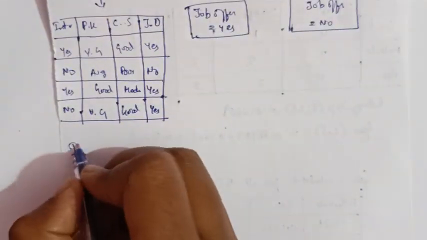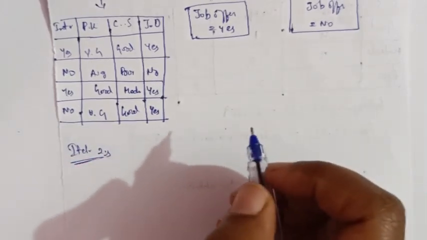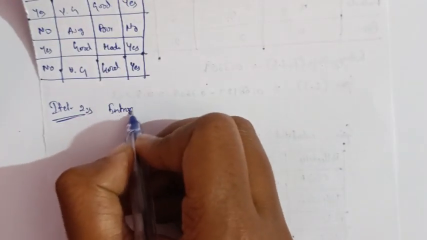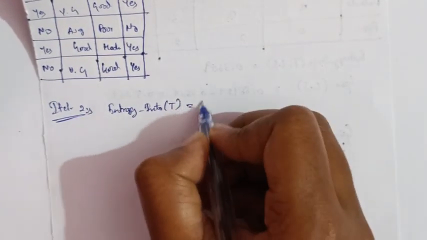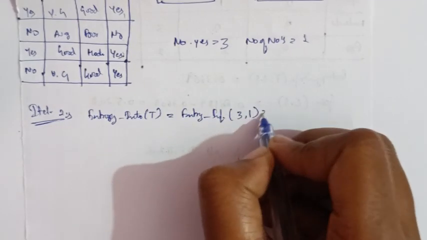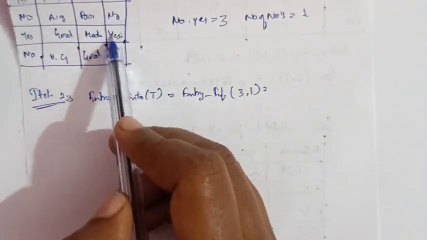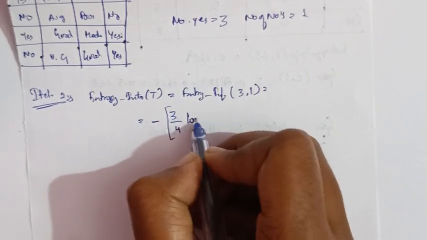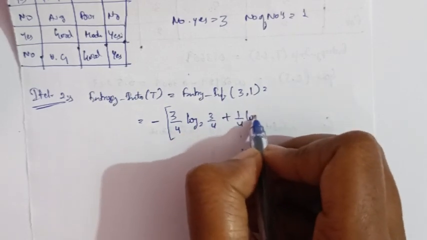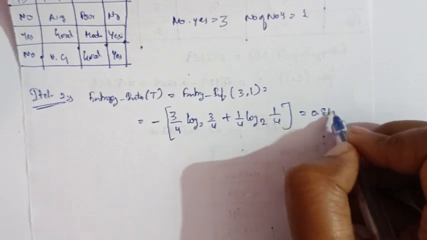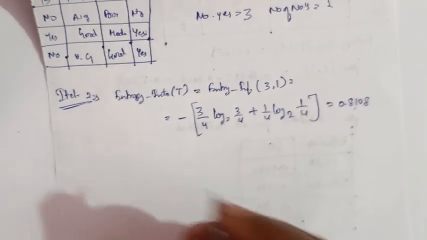Let's take it as iteration 2. The total entropy we have to calculate first. Entropy information. Here the number of S is 1, 2, 3 and no is 1. Here to calculate this we will get 3, 1. Then we have a total of 1, 2, 3, 4 instances. We have to take minus 3 by 4 log 2 3 by 4 plus 1 by 4 log 2 1 by 4. If you calculate you will get 0.8108.